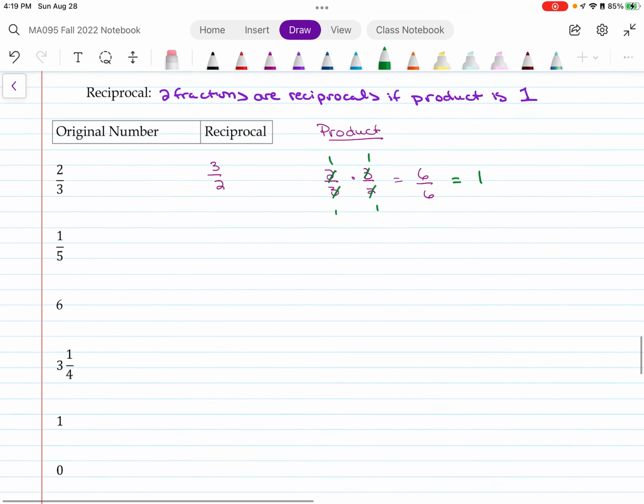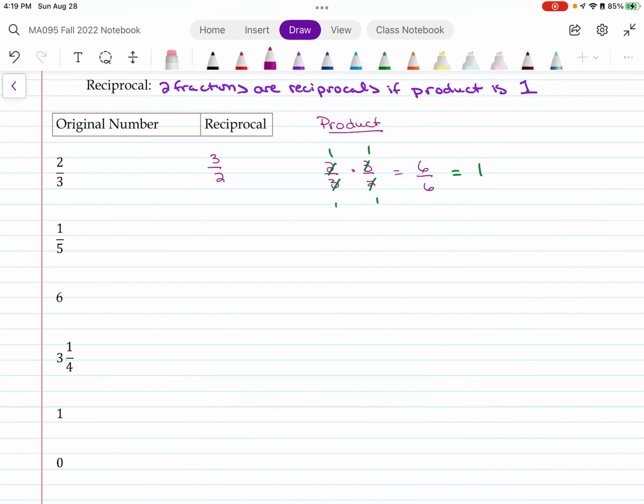So you try the others, see what you can do with them, because they get a little trickier. So pause the video and give it a try.